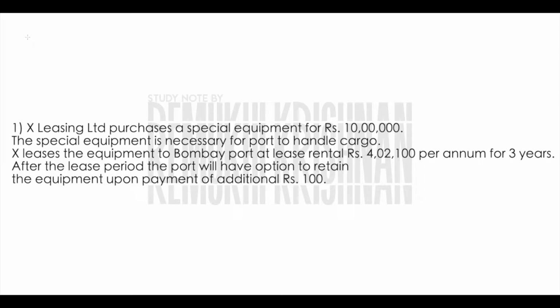The first sum reads: X Leasing Limited purchases a special equipment for rupees 10 lakh. The special equipment is necessary for the port to handle cargo. X leases the equipment to Bombay Port at a lease rental of rupees 4 lakh 2100 per annum for 3 years. After the lease period, the port will have the option to retain the equipment upon payment of an additional rupees 100. So this is the sum.